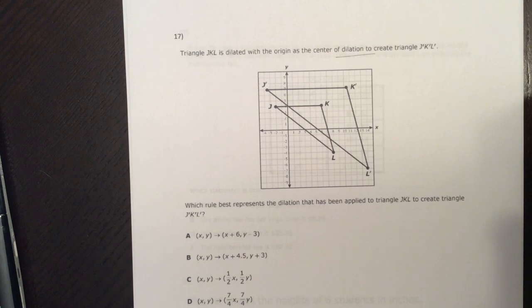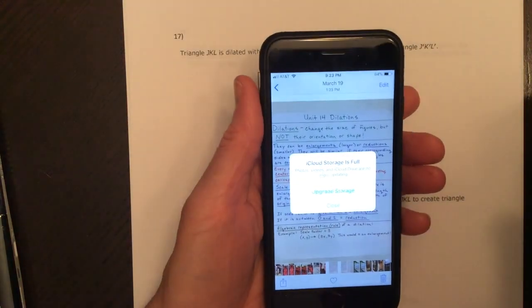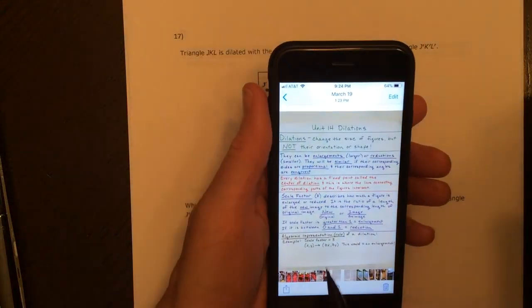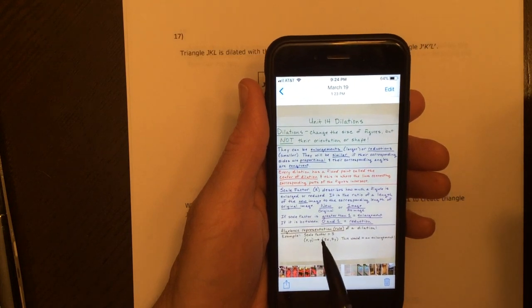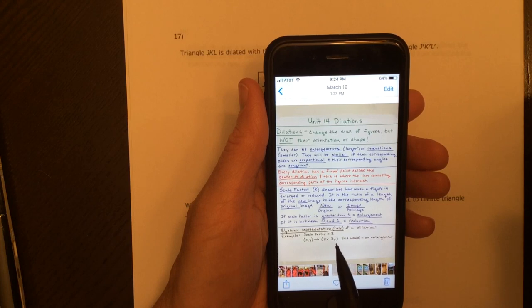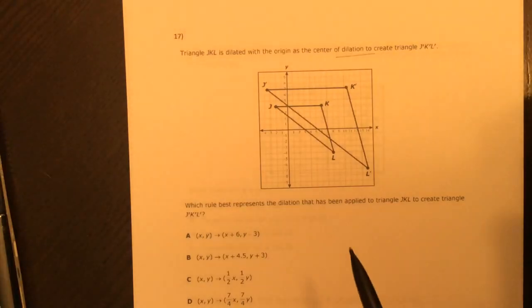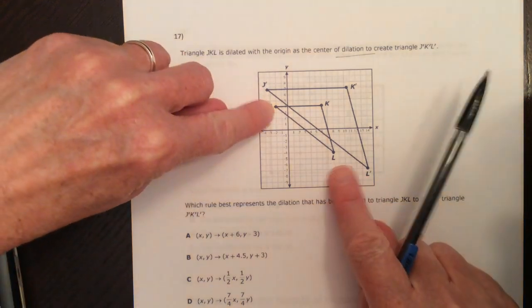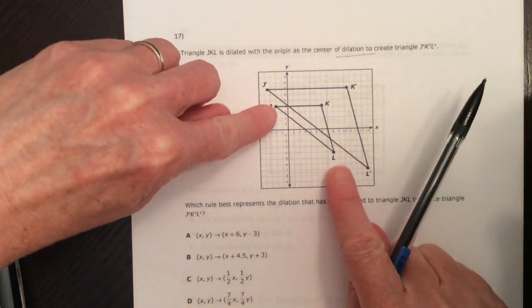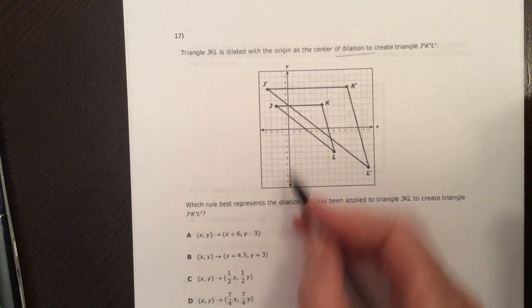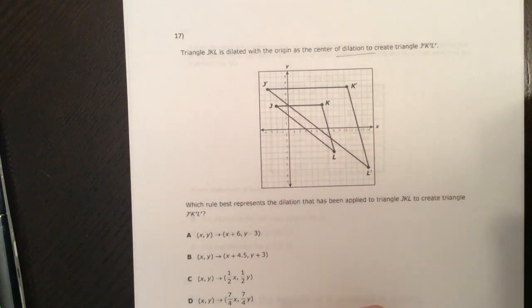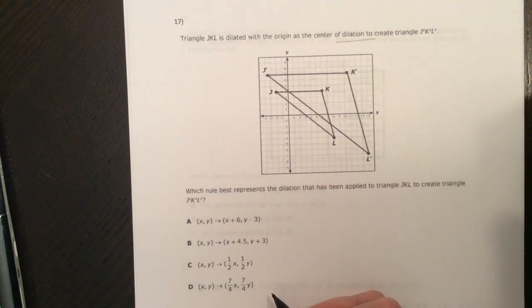In our notes, for dilations, we should remember that the rule is the scale factor times x and the scale factor times y. If the scale factor is bigger than 1, we know it's an enlargement. So this is going to be bigger than our original picture, our original shape, so we know we're looking for a number that's bigger than 1.